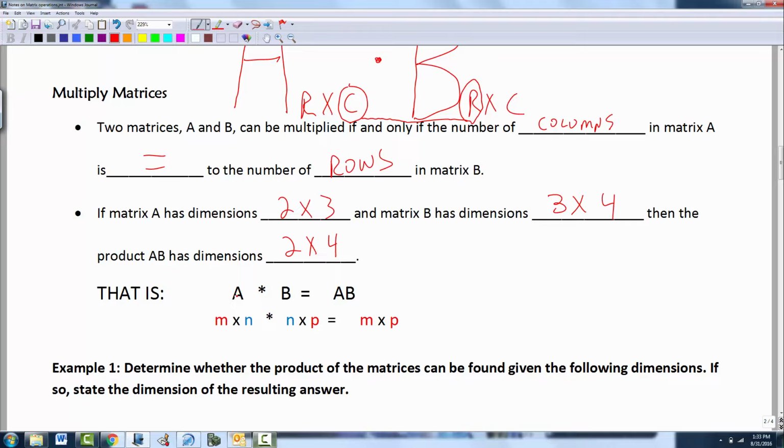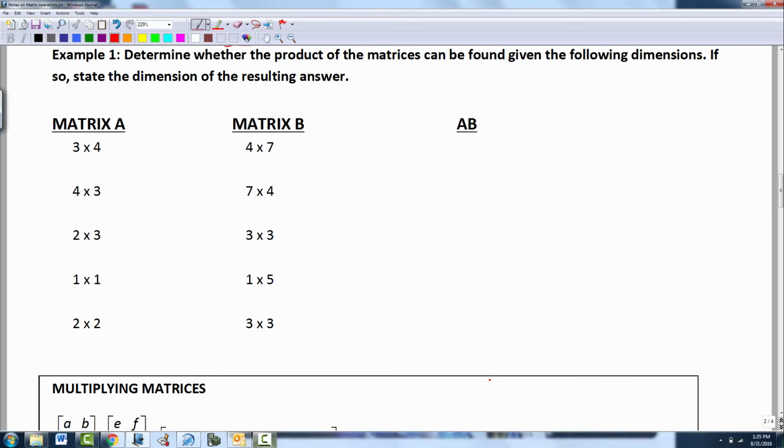So, what they try to say is matrix A is an M by N, and matrix B is an N by P. That means these are equal, same letter. That means the dimensions of the answer will be an M by P. That's just putting it in formula form so you can be confused with letters instead of numbers. All right? Isn't that nice?